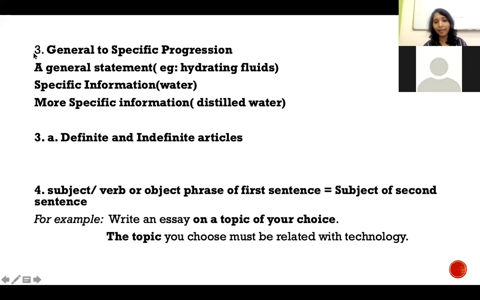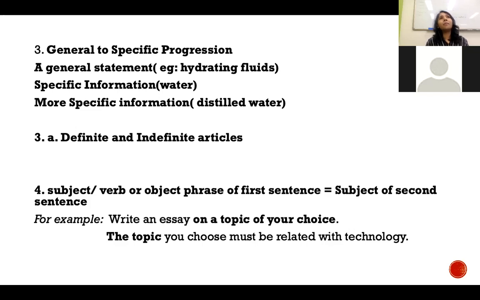So noun pronoun is a big effective way. The other one is this. This is my personal favorite, general to specific progression. So what I mean by that is you're given a general statement first, then they give you a statement that's giving you specific information. For example, they might give you a general statement like soup, tea, and water are hydrating fluids, okay? Then they might say, among these, water is the most hydrating fluid of all, or water is one of the most popular fluids of all.